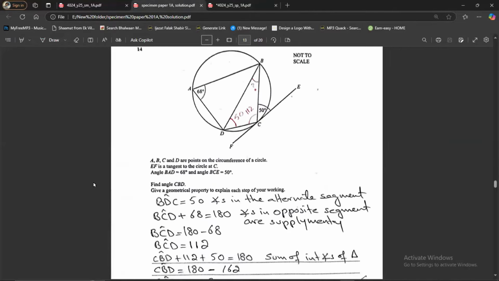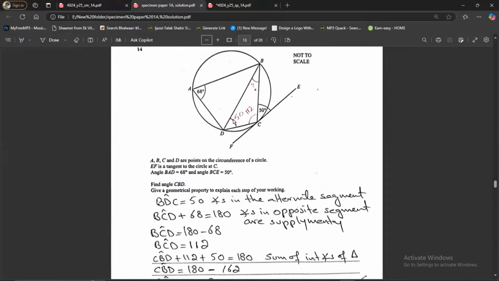Okay. So the angle BDC is equal to 50 degrees. The reason is angles in the alternate segment. Then ABCD is a cyclic quadrilateral. So the angle BCD plus 68 is equal to 180. The reason is angles in the opposite segment are supplementary. So BCD will be equal to 180 minus 68. So BCD will be 112.